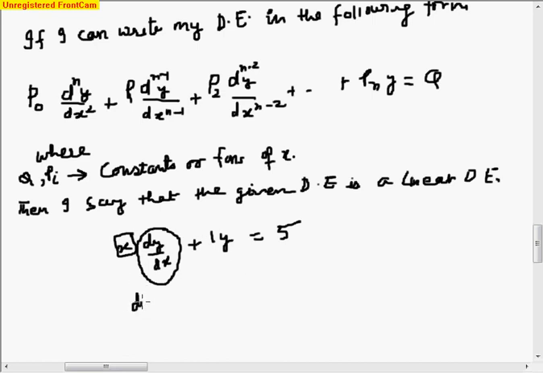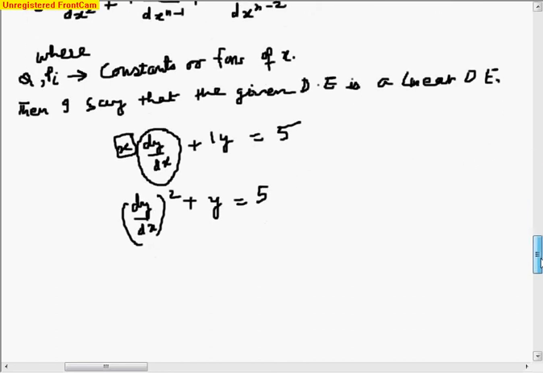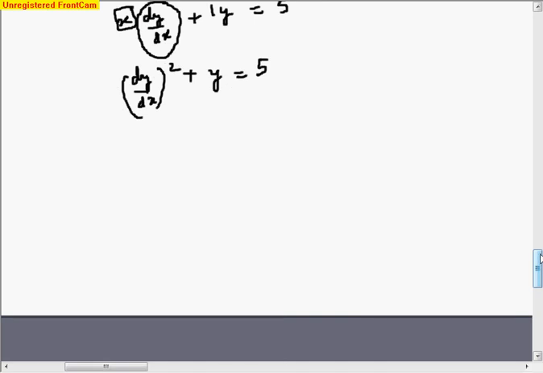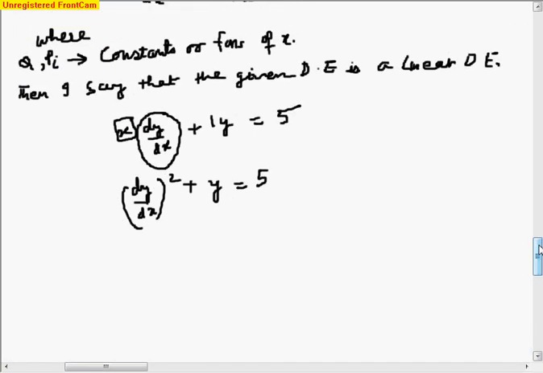Now see this differential equation, (dy by dx) squared plus y is equal to 5. Is this a linear differential equation? No. Why not? Because I can't have this thing. I have here (dy by dx) squared. I can't have this for my differential equation to be linear, right? So this is a non-linear differential equation. A differential equation which is not a linear differential equation is a non-linear differential equation.